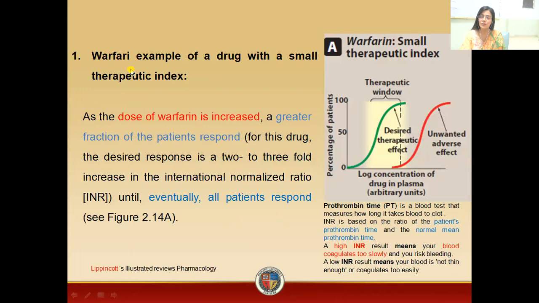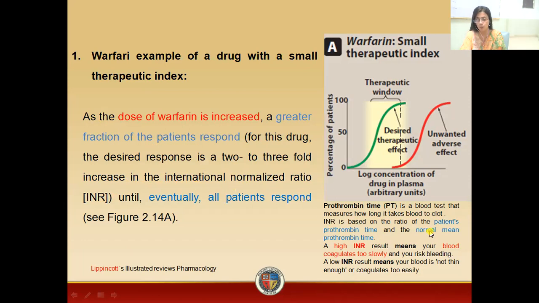So now we are going to discuss warfarin. As the dose of warfarin increases, a greater fraction of the patients will definitely respond. So in the case of warfarin, the desired response is a 2 to 3-fold increase in the INR, where INR is the international normalized ratio.